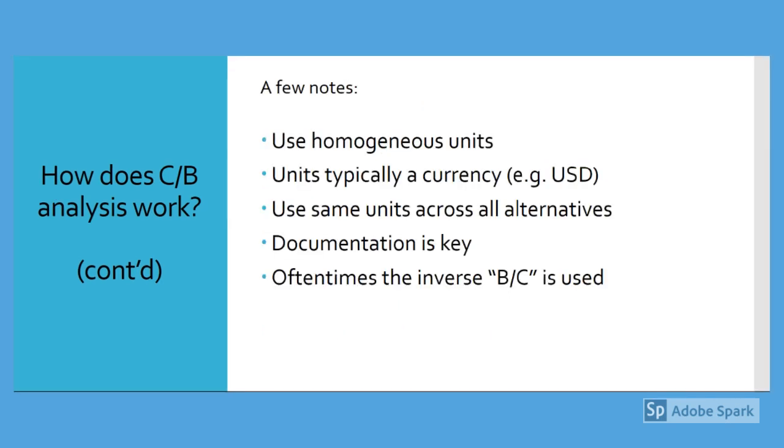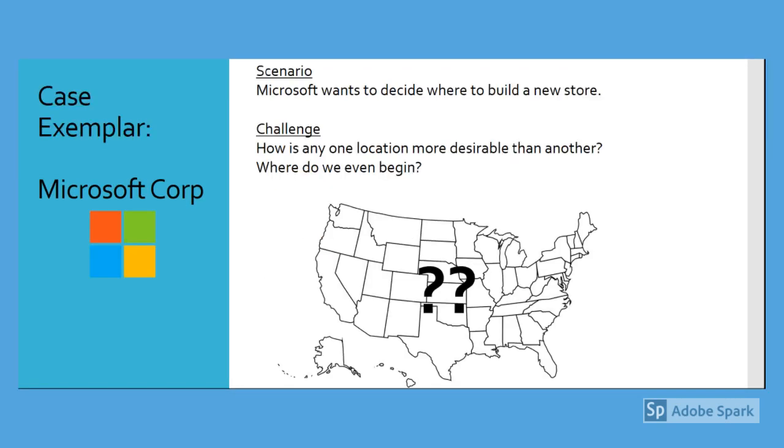A few important notes surrounding the mechanics of cost-benefit have to do with the units. First, we want them to all be the same. Second, they're typically currency, though not necessarily. And these units need to be the same for all alternatives in order to draw a fair comparison between them. Write down how you calculate the cost and how you calculate the benefits. Oftentimes, folks like to use benefit divided by cost because that way you can pick the highest value out of convenience, and it's a little more intuitive.